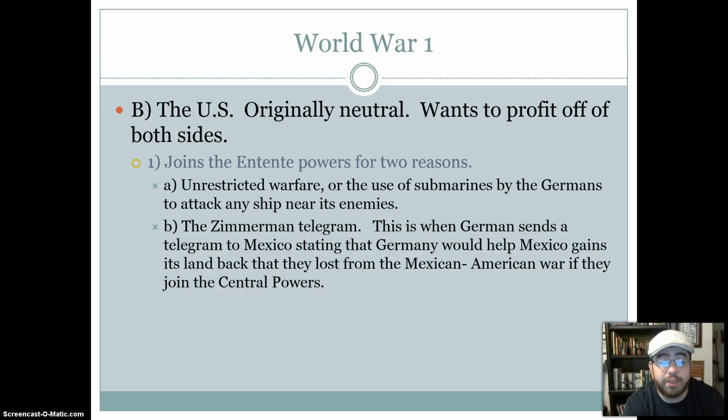And this is when the Germans sent a telegram to Mexico stating that Germany would help Mexico gain its lands back that they lost during the Mexican-American War if they joined the Central Powers. That did not sit very well for the Americans, because they're like, no, you are not having Mexico join this war and try to take back its land that we've had for almost 60, 70 years. So the U.S. joins the Entente.